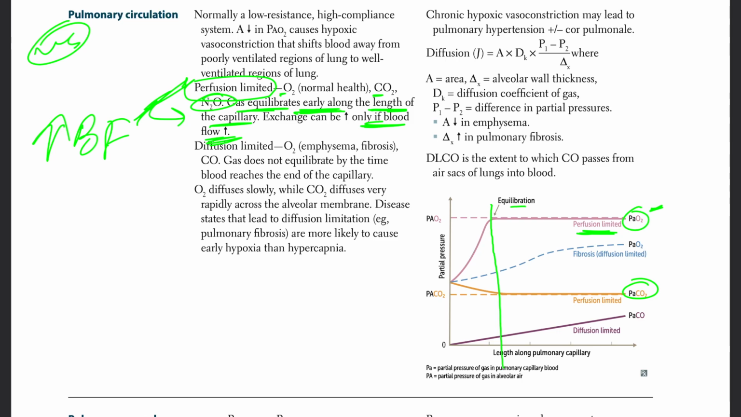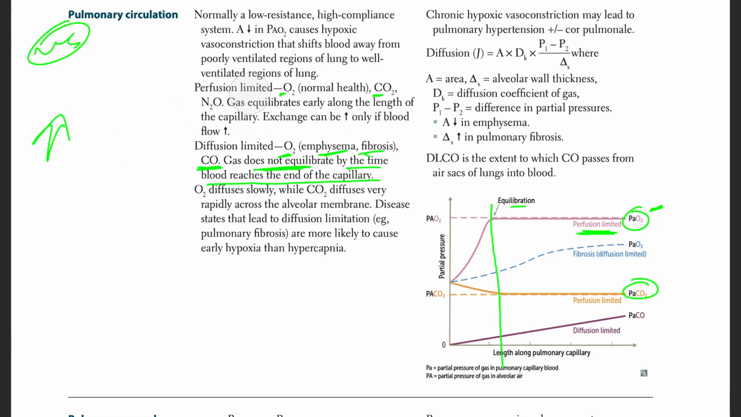The difference between this and the other one, which is diffusion limited, is that it involves O2 in diseased states like emphysema, fibrosis, and carbon monoxide. The gas does not equilibrate by the time blood reaches the end of the capillary. It is limited. It is diffusion limited.